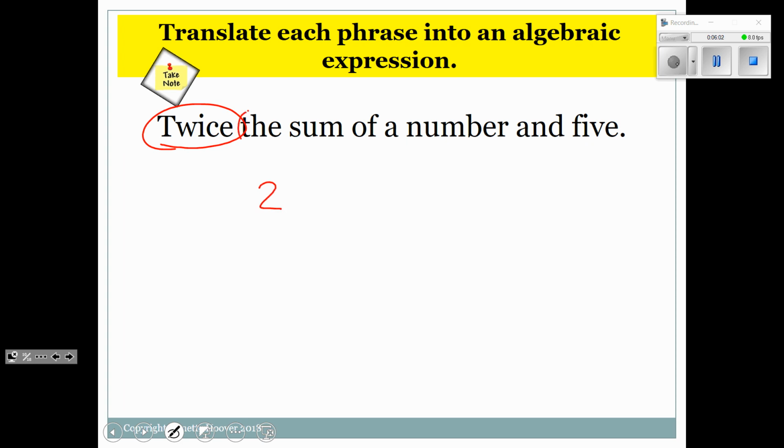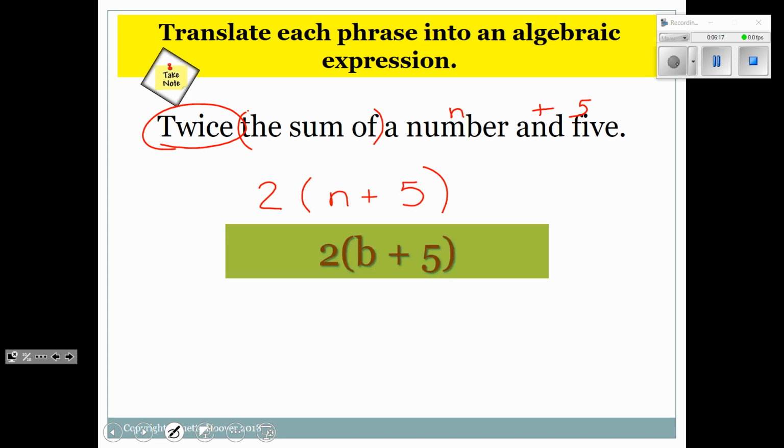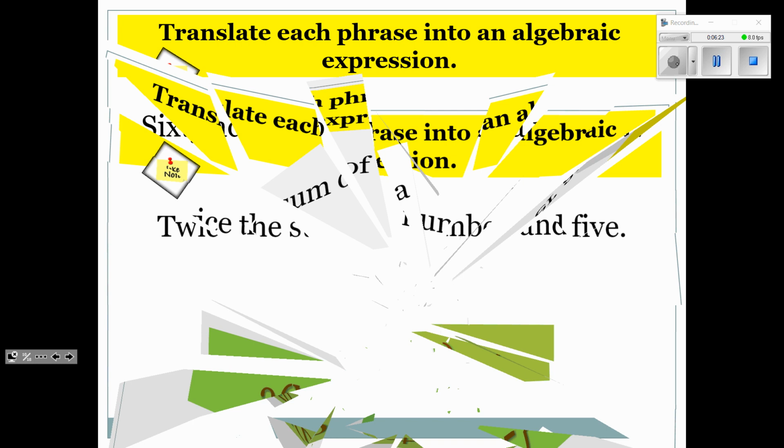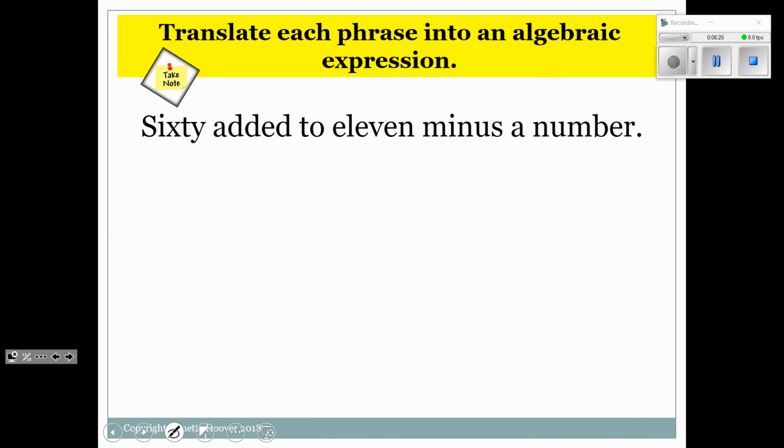Twice, remember the sum of means that we need a set of parentheses. And what is inside of there? A number and 5. Twice the sum of a number and 5. Now you can see that I wrote in b, but it doesn't matter what variable you use. It just represents an unknown number.